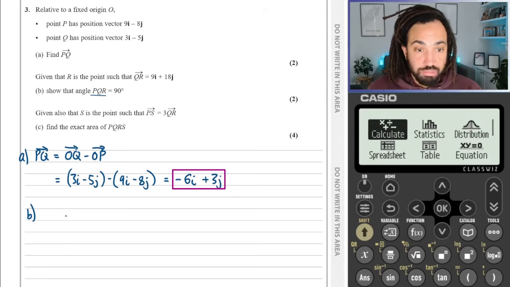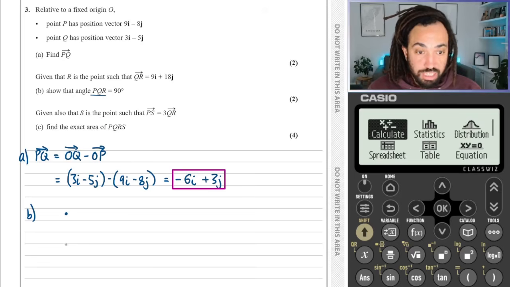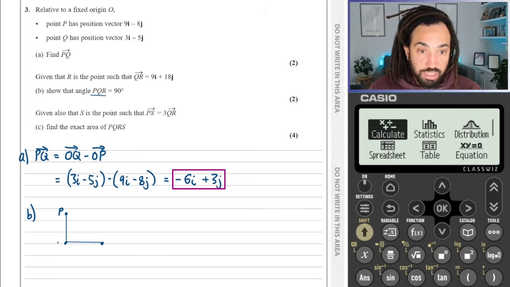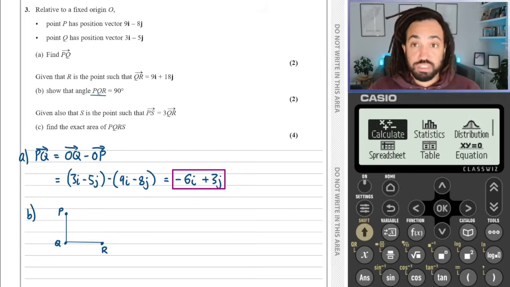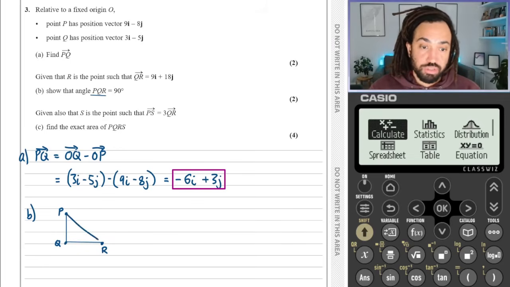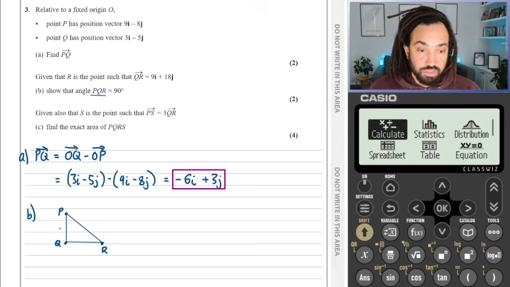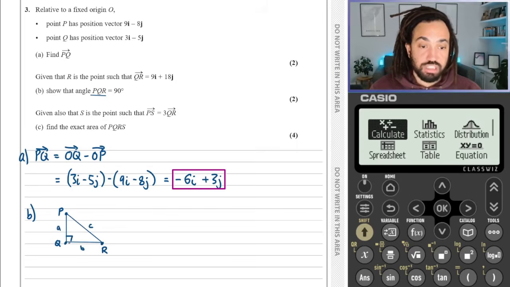So let's imagine what we've got here. So we've got P, we've got Q, and we've got R, and we know that it's going to be 90 degrees. So P, Q, and R. So once again, what you could do is you could just work out the distances of each of those distances, and you should be able to show that by Pythagoras that's going to be a right angle triangle. But we're not going to do that actually.